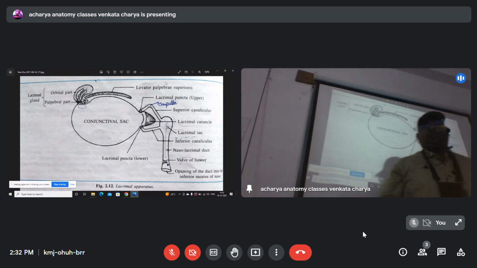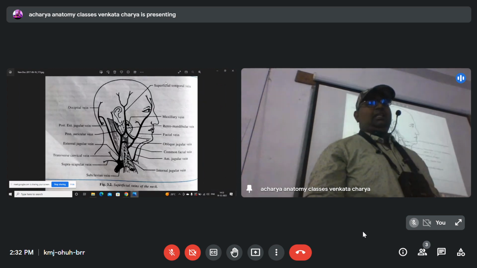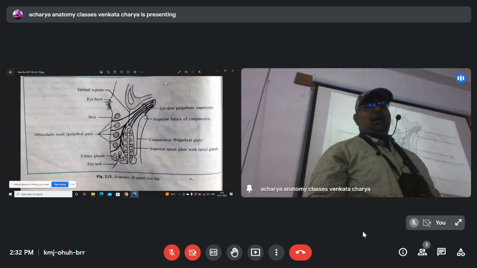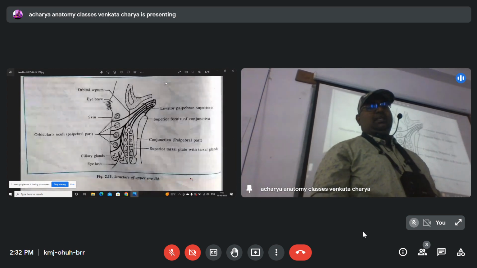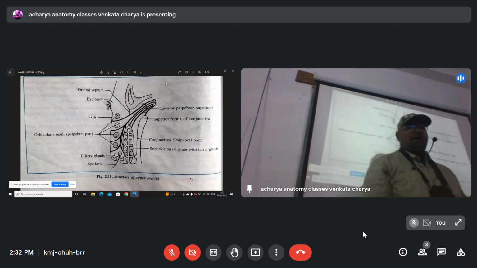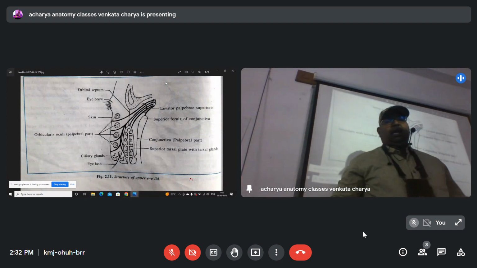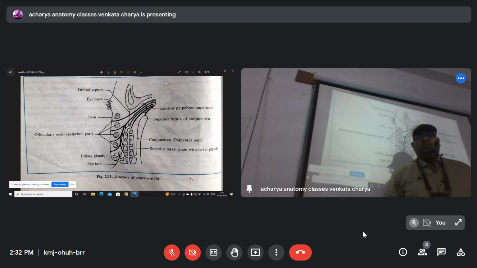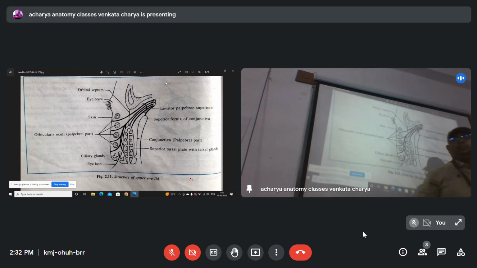Where is the conjunctival sac present? Just anterior to the eyeball. It is present anterior to the eyeball and posterior to the upper eyelid and lower eyelid.